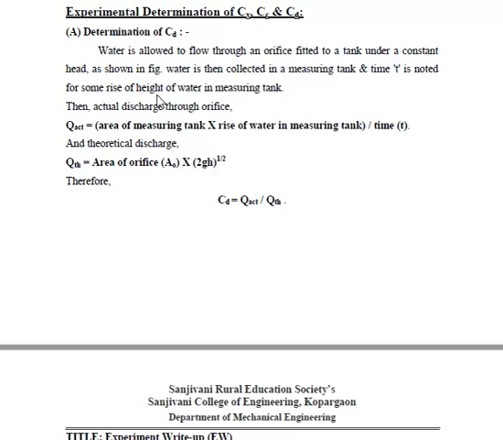Theoretically derived formulas are, here you can see the actual discharge. Now how do you find out the actual discharge? Actual discharge is measured, and the formula is represented as area of measuring tank multiplied by the rise in water level in centimeters or in millimeters or in meters, and that is divided by time. So how much time is required to collect that much volume of water, that is called Q actual.